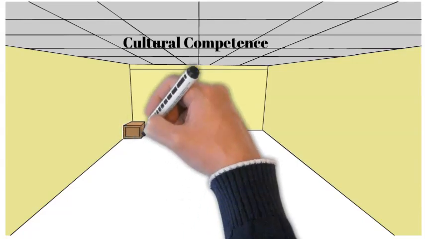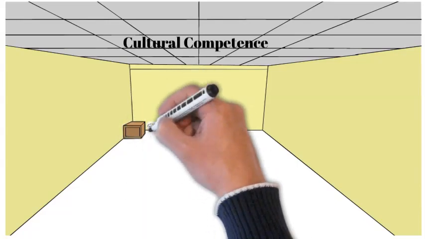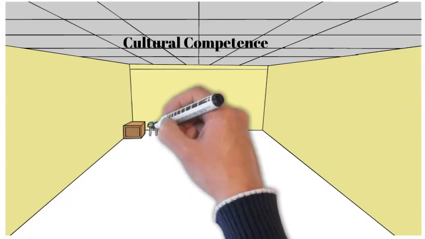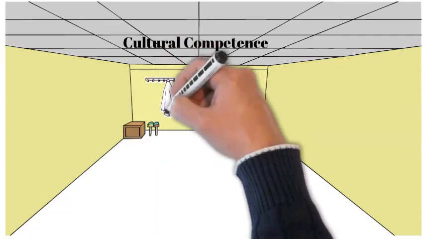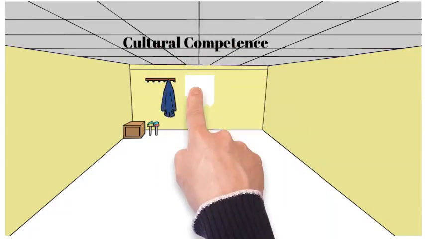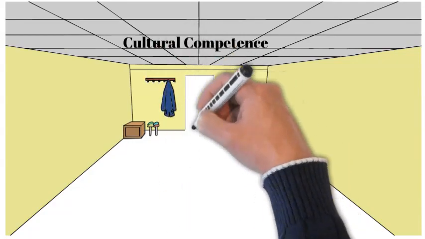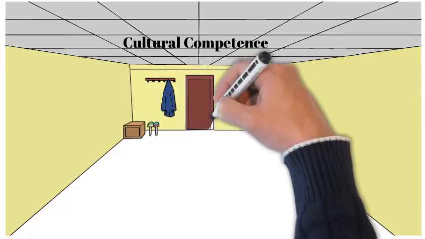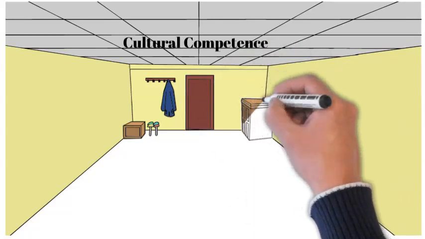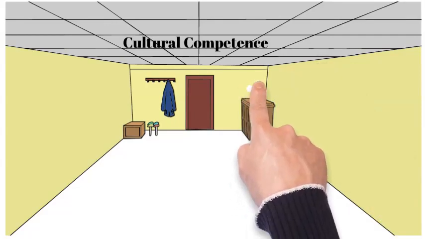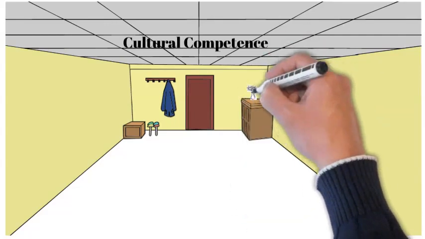Definition of key terms. Culture, the beliefs, values, practices, and behaviors shared by a group of people. Ethnicity, a social group that shares a common cultural heritage, such as language, religion, or history. Race, a social construct that categorizes people based on physical characteristics such as skin color, hair texture, and facial features.